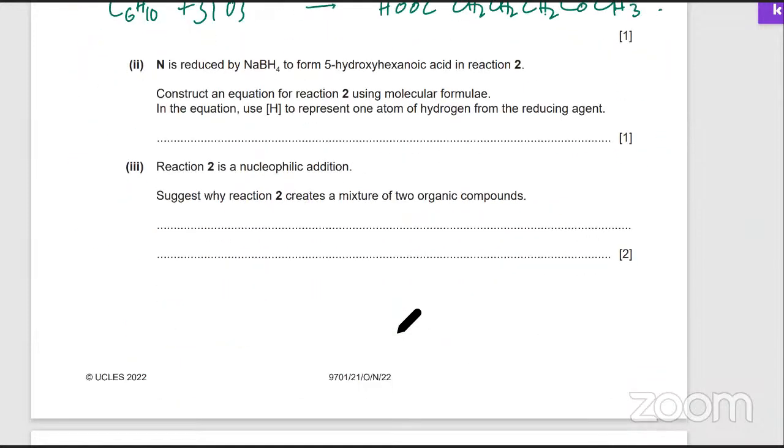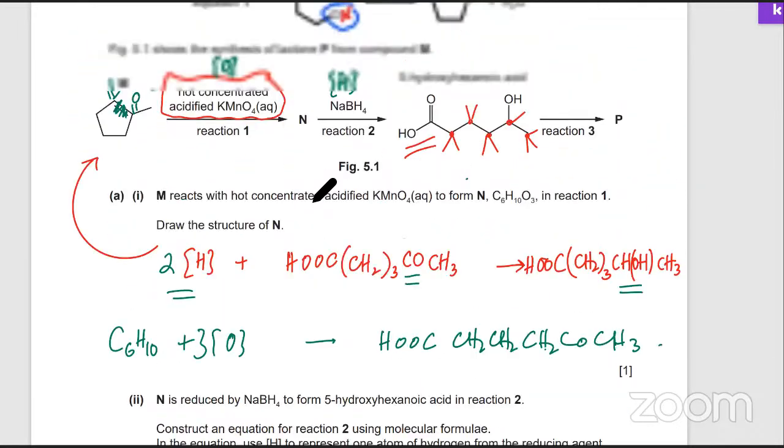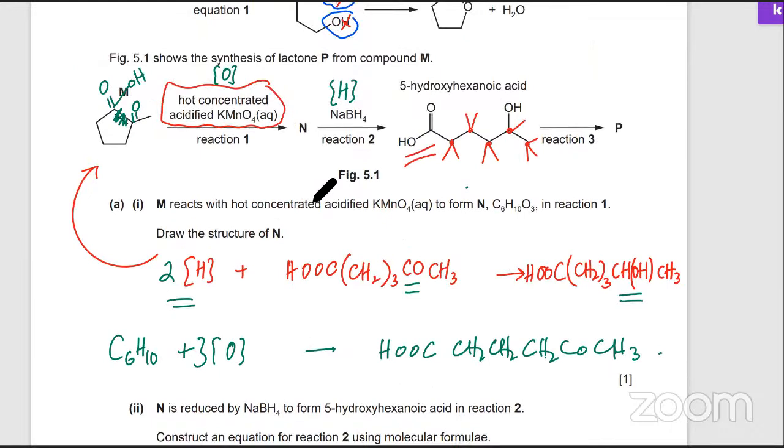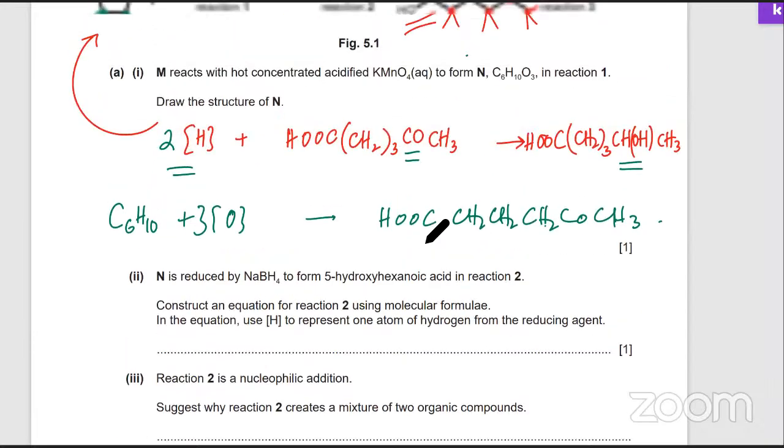अच्छा खैर आगे जल्दी से move करें. Why does reaction 2 create a mixture of 2 organic compounds? Reaction 2 is nucleophilic. Nucleophilic addition. अच्छा, now this reaction number 2. ये जो reduction था, ठीक है, this is, ये एक important question है. Why does reduction create a mixture of 2 organic products? So what was happening in reaction 2?